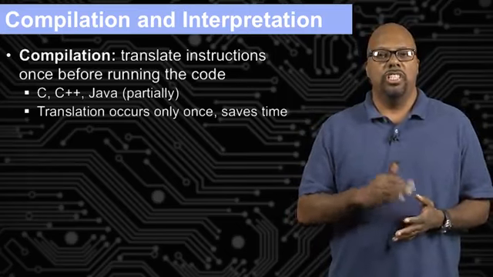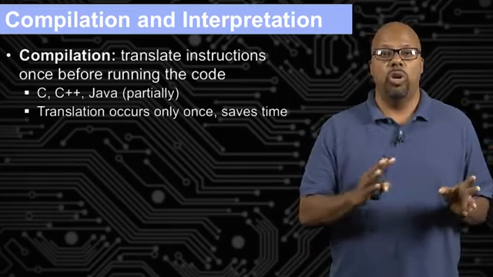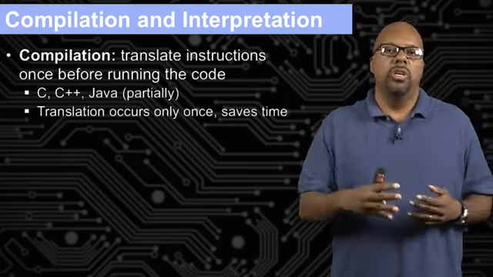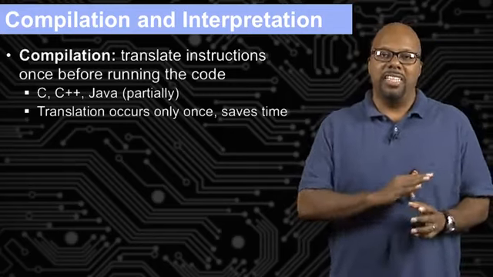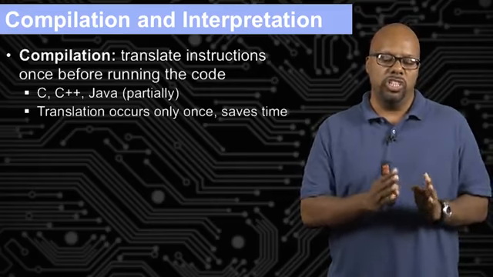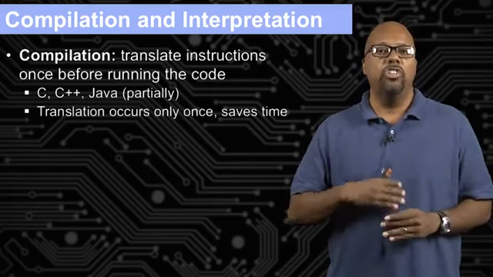So this translation, this compilation process, happens once. Realistically, it happens many times because you compile it, and then you realize you had a bug, and you fix it, and compile it again. But essentially, once you're done compiling it and it works, then you never compile it again. You just execute it.